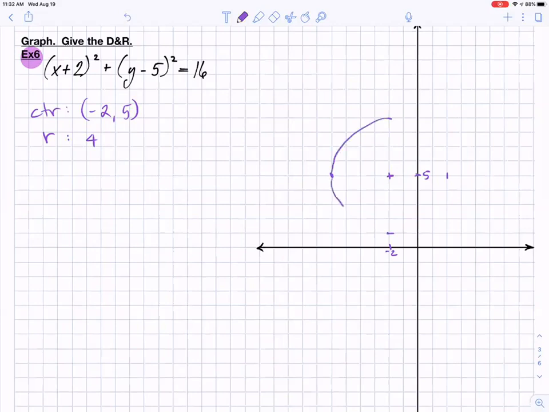In fact, I'm not even going to use the iPad capabilities. So you can see mine's not gorgeous. Okay, I'm not asking for perfection. Just do the best you can to draw a circle. Okay, so the second part of this is what's the domain and range?